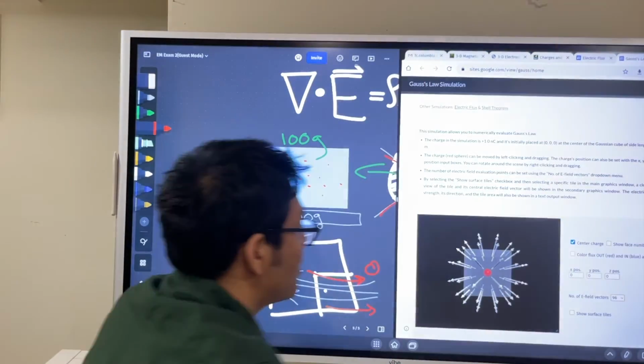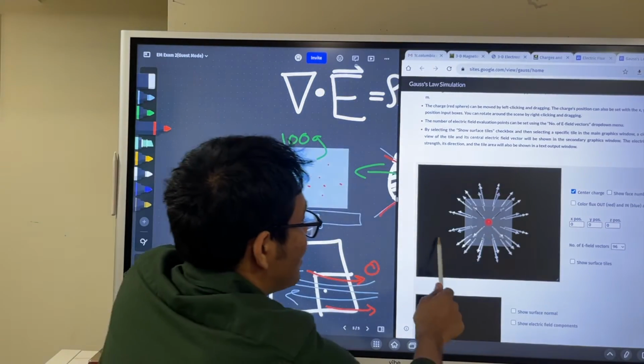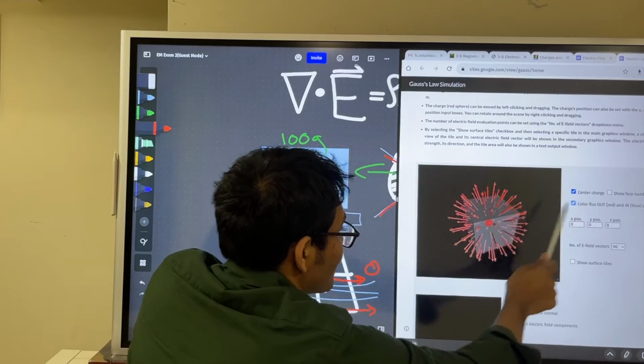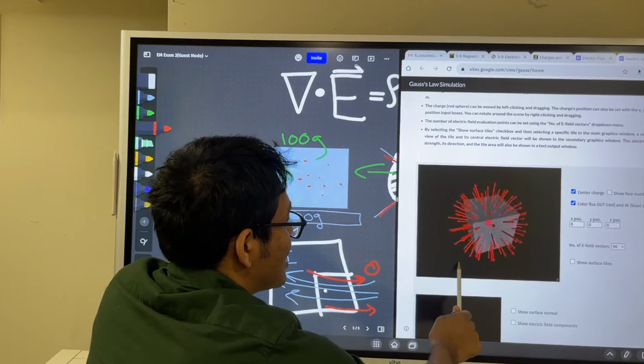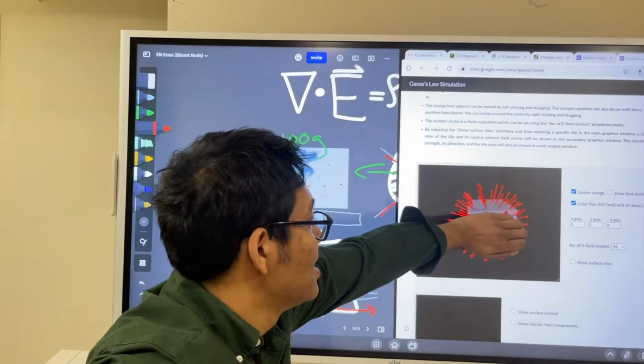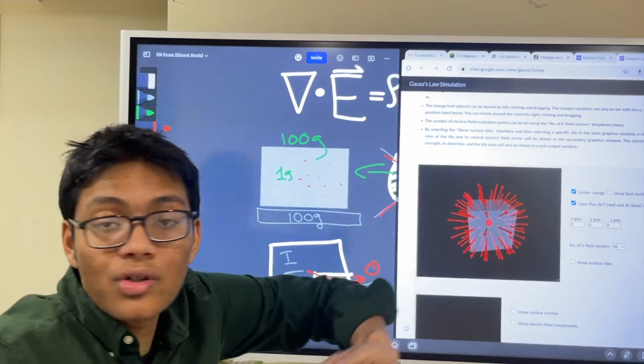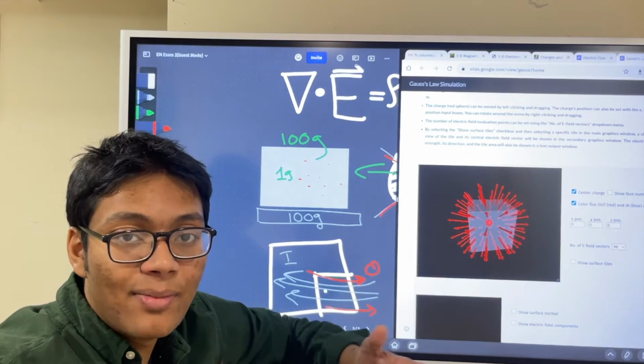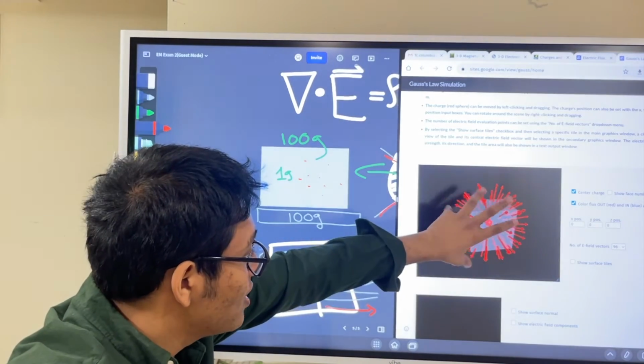Here is another simulation that gives the basic idea. You can see that each one of these arrows shows the flux out of this box. And even if this box was shaded, if this box was opaque and you couldn't see inside it, you could still guess that the net charge inside has to be positive because the electric field lines are popping out.